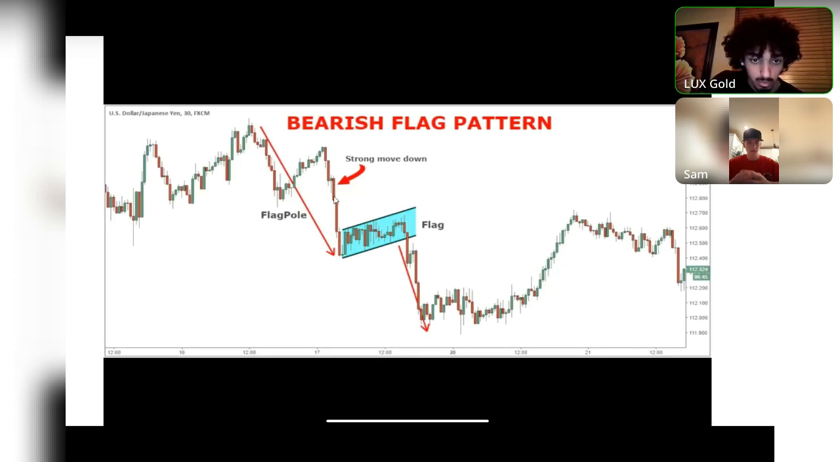With these, the best time to hop in is usually after a minute when we see that it might break through the support line, because unlike the bullish flag, we don't want to wait for it to break resistance. We want to wait for it to break the support line.